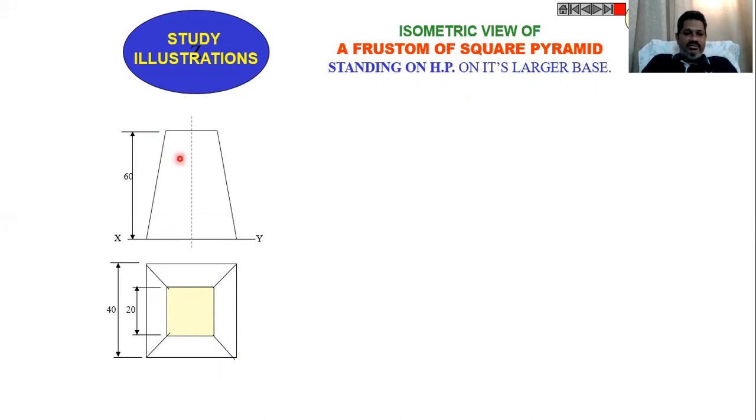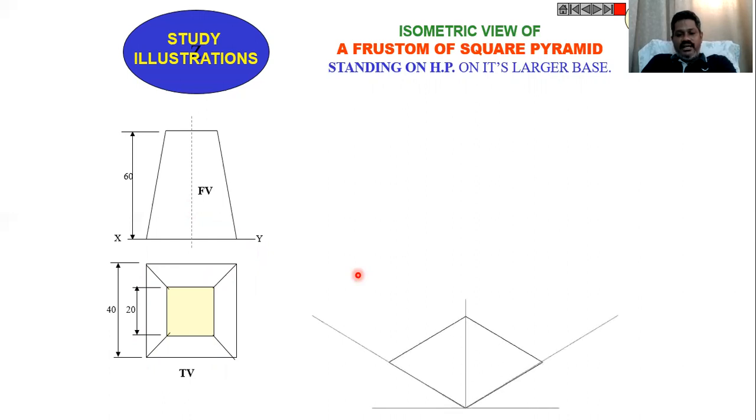This will be the top view and this will be the front view. With this front view and top view, we need to draw the isometric view of the frustum of a square pyramid with the given dimensions. To draw this, first we need to draw the base. The base side is 40, 40, 40. Then draw the vertical lines from here because it is resting on the horizontal plane, so I am representing the base on the horizontal plane.